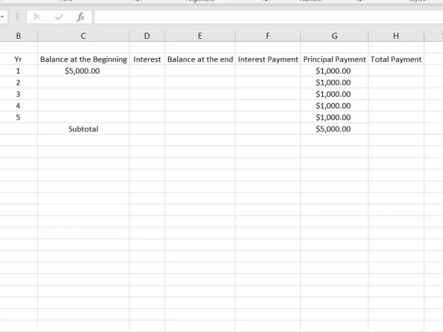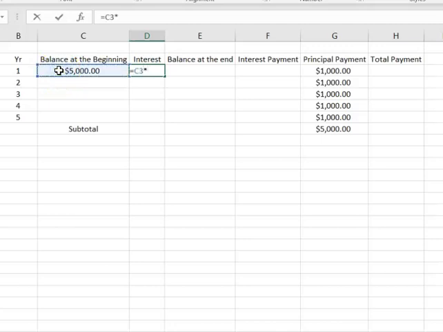Here I have transferred the table to an Excel sheet so you can see the formula and everything. Okay, so we have this. We are now at the beginning of year 1, and they have given us $5,000. So I want to know how much interest I should give at the end of year 1, because the interest is annual.